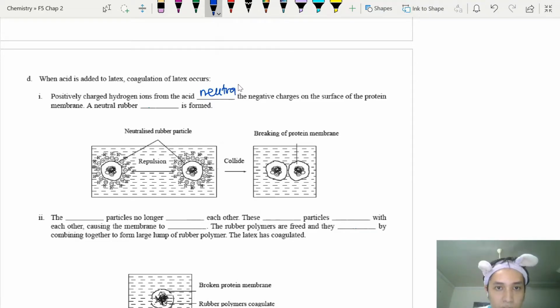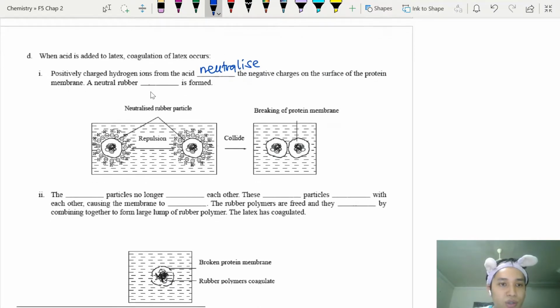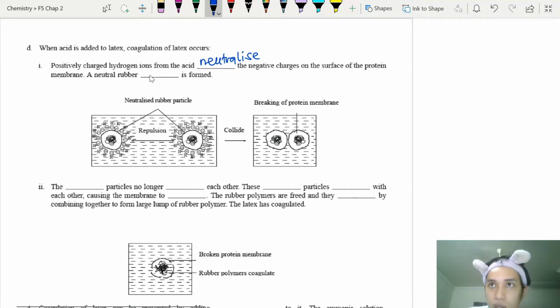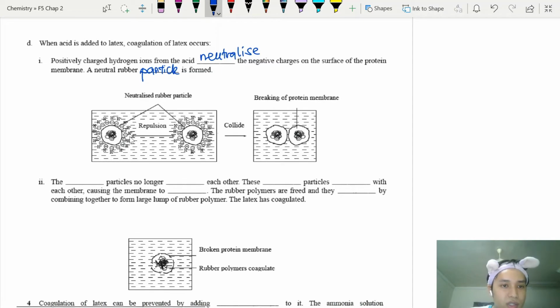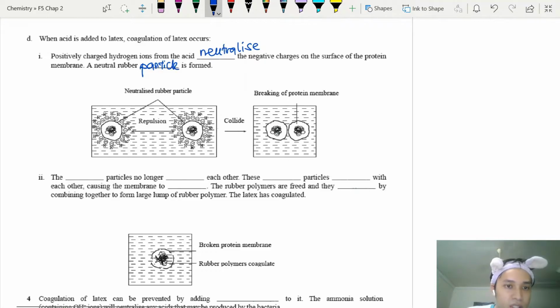This is important because you need to explain how it works. Basically the hydrogen ions will neutralize the negative charge, so a neutral rubber molecule, or a neutral rubber particle, is formed. So as you can see here, the hydrogen ions neutralize the negative charge, and then it becomes a neutral rubber particle.